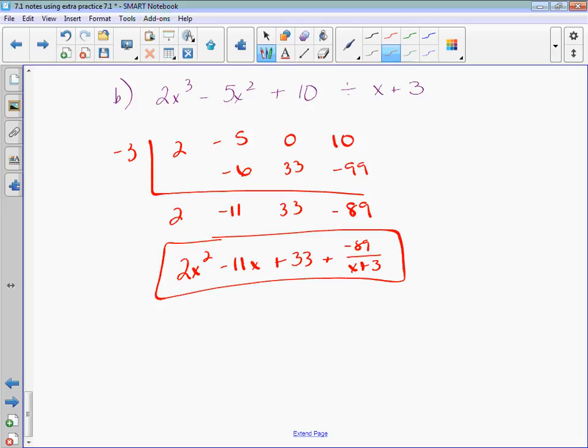All right, guys, any questions on synthetic? Easy. The only way this will get trickier is if I gave you radicals to divide by. It could have been x plus root 3, and you'd have to deal with that. I could give you imaginaries. You're going to see it on your homework.